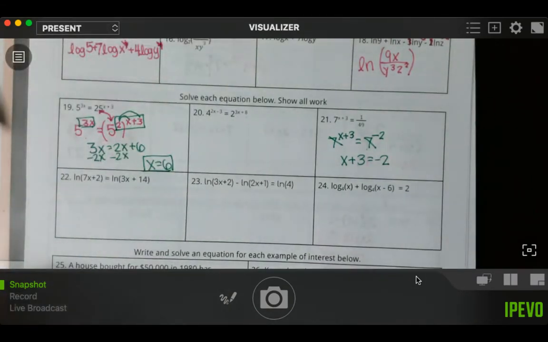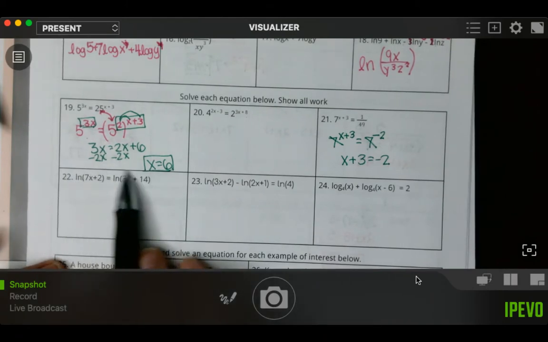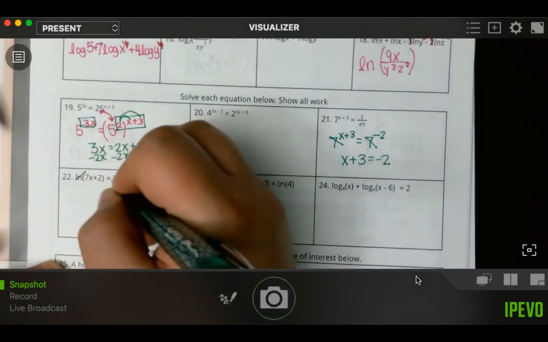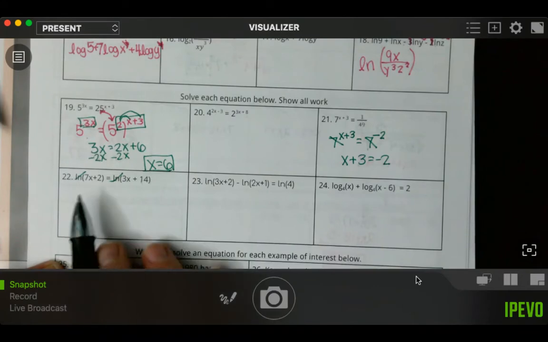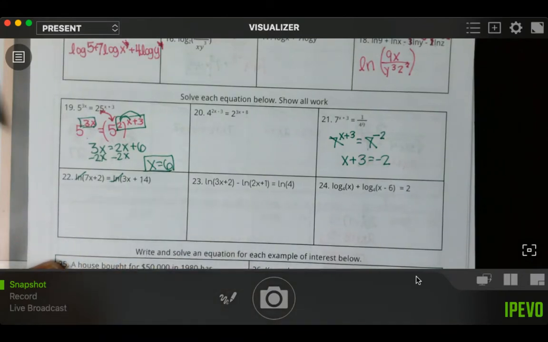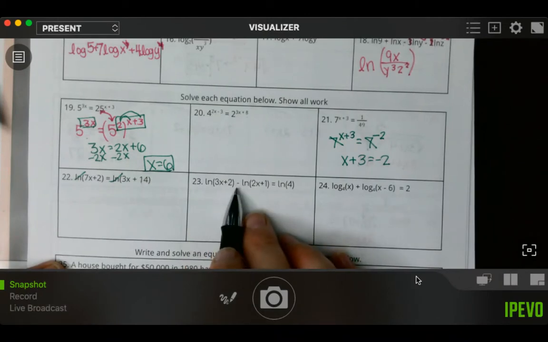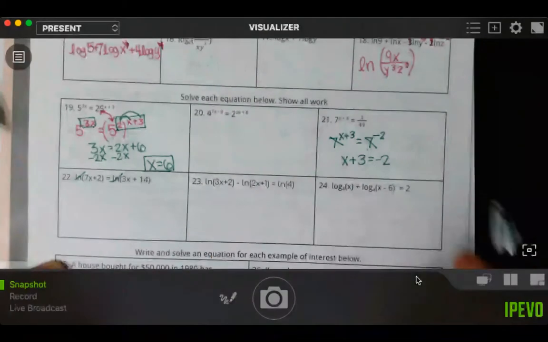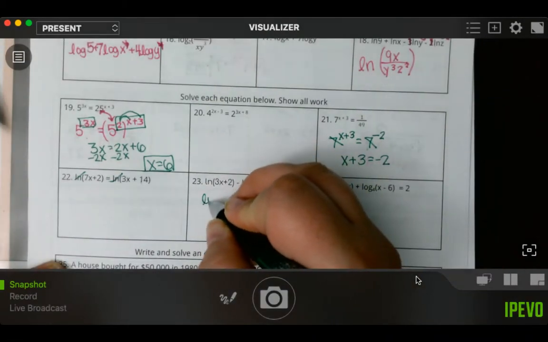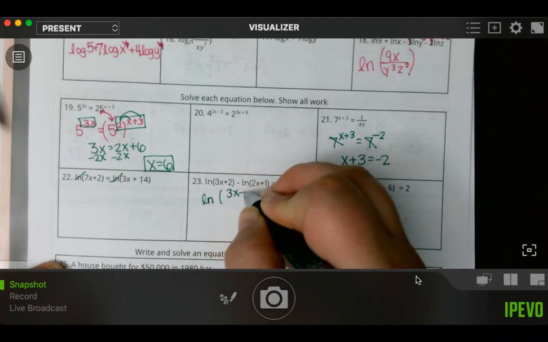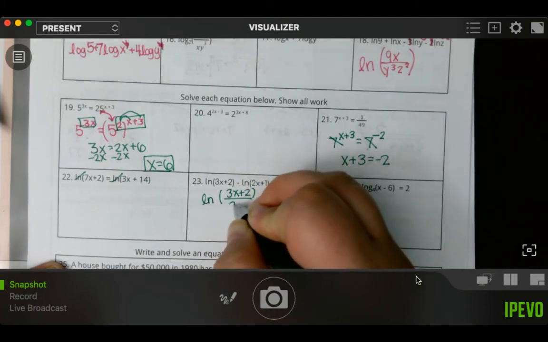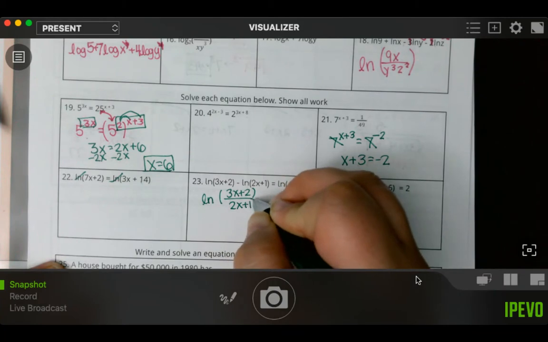What about log equations? If there is the same log on both sides, those cancel. And you're just solving the equation, 7x plus 2 equals 3x plus 14. If two logs are being subtracted, remember that means you divide them. So I have to divide 3x plus 2 by 2x plus 1.